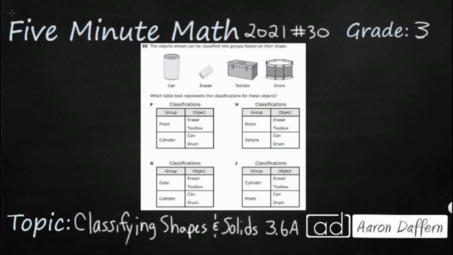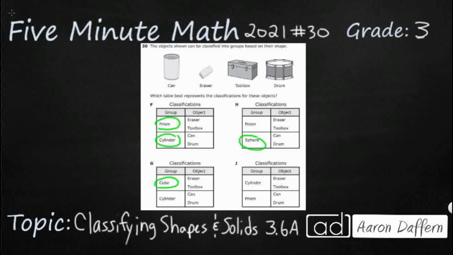So we have some objects here. We've got a can, an eraser, a toolbox, and a drum. And we simply need to classify them based on what type of 3D solid they are. And you see our choices here. We have prism, cylinder, cube, and sphere. Everything else kind of repeats there. So what are each of these?